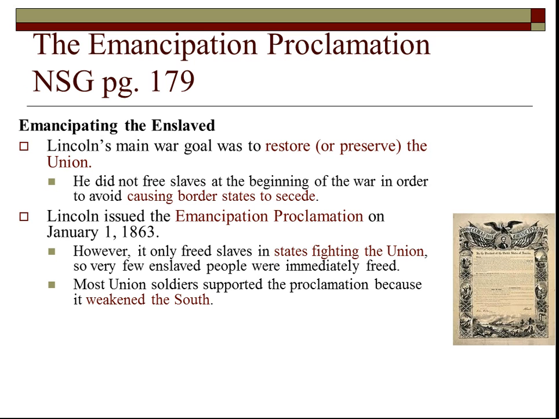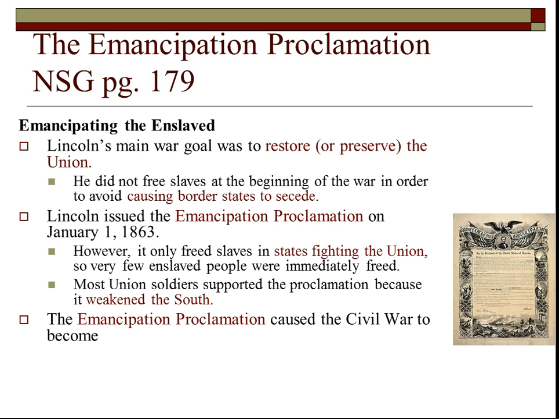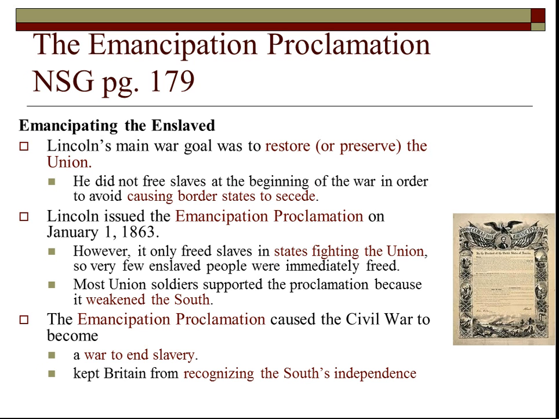The Emancipation soldiers supported the proclamation because it weakened the South, and it caused the Civil War, and this is very important, to become a war to end slavery. It was a war for freedom and liberty, not just to unify the South and the North. And it also kept Britain from recognizing South independence because Britain had already abolished slavery. And so the people in Britain got behind the North after this Emancipation Proclamation and pressured the British government not to recognize South's independence.